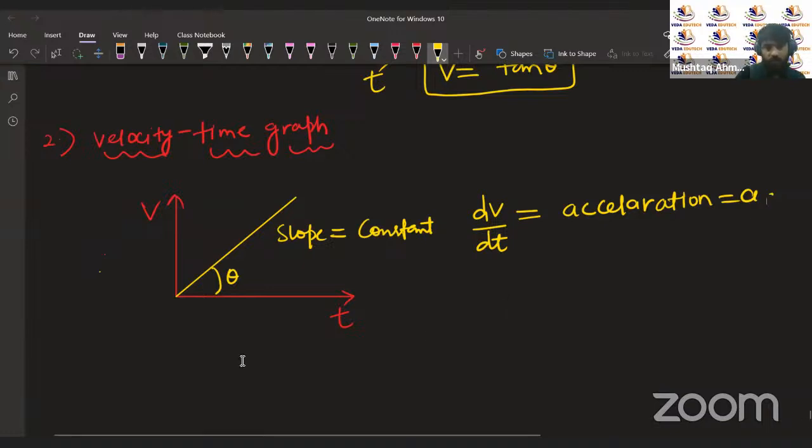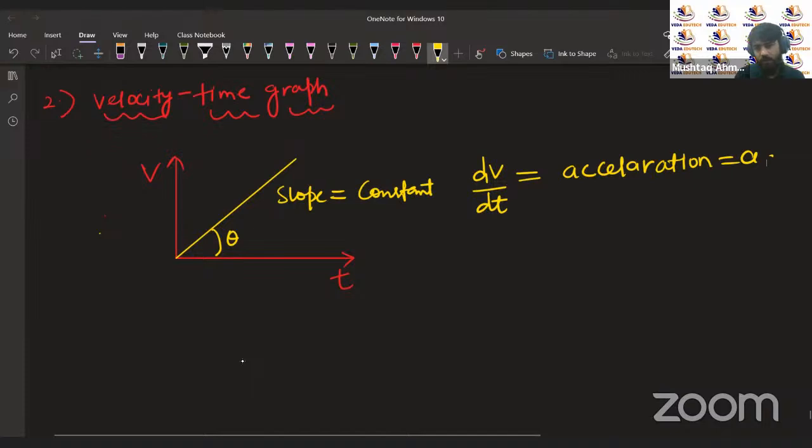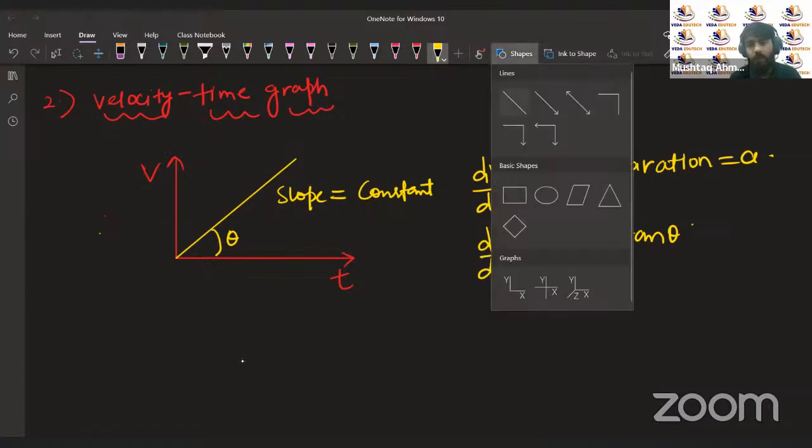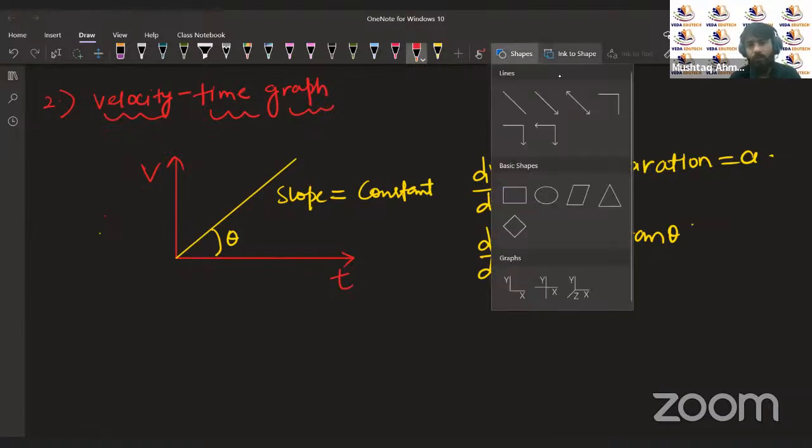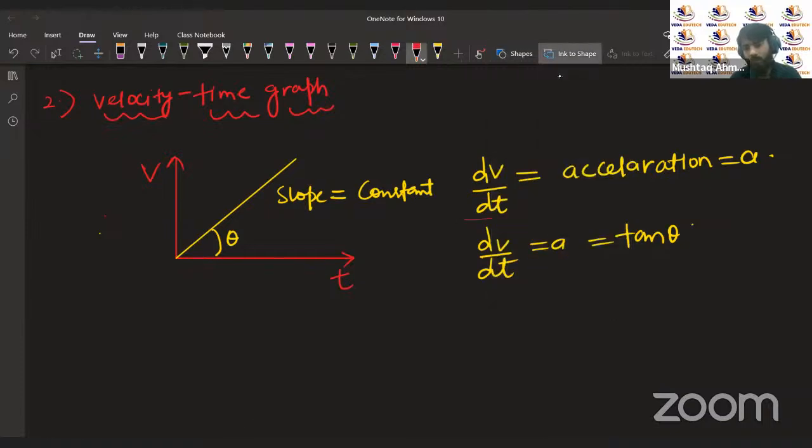In this case, dv over dt is equal to a, or that is equal to tan of theta. So the slope of the velocity time graph gives us the acceleration. If the slope is positive, the acceleration is positive. If the slope is negative, then the acceleration is negative.